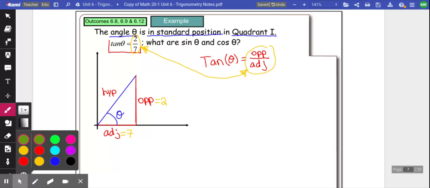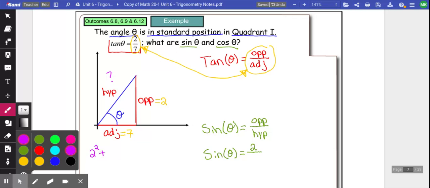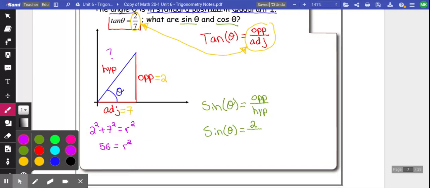This question says, what are sine and cos? Okay, well, I know that sine of theta equals opposite over hypotenuse. My computer is very slow right now. If I look at this triangle, I know that sine of theta equals 2, which is the opposite, divided by a hypotenuse that I don't know. Right? I don't know what that is. So to solve that, I'm going to do Pythagorean Theorem. 2 squared plus 7 squared would tell me what that value is, that r squared. That should be 56 equals r squared. That means the square root of 56 equals r.